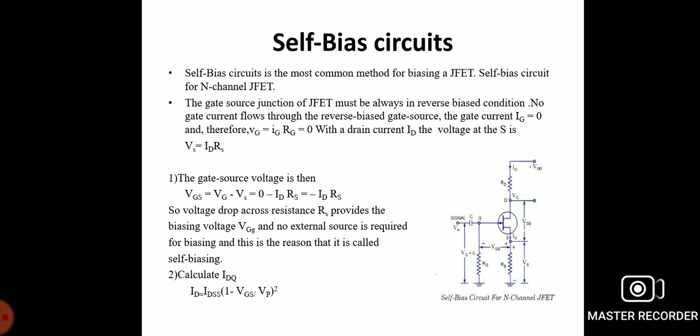So to consolidate, we have to analyze the input gate source voltage and also the output voltage. We get the output current, that is the drain current of the output. We can stabilize the output voltage.